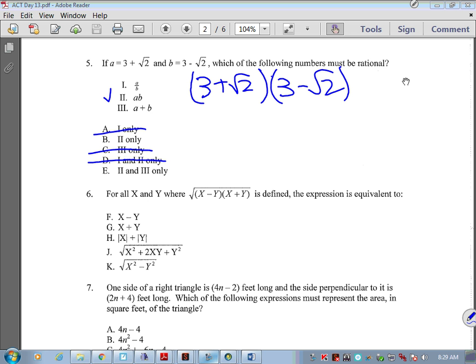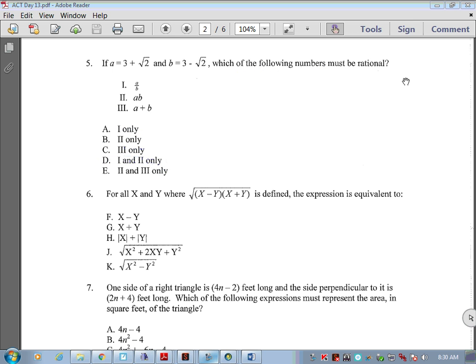We need to do 3 plus radical 2 plus 3 minus radical 2. What's going to happen with those radicals? They cancel, and I wind up with 3 plus 3 is 6. So that is rational. So it can't be 2 only. It's got to be E. It's got to be 2 and 3. Does that help? Okay. All right.